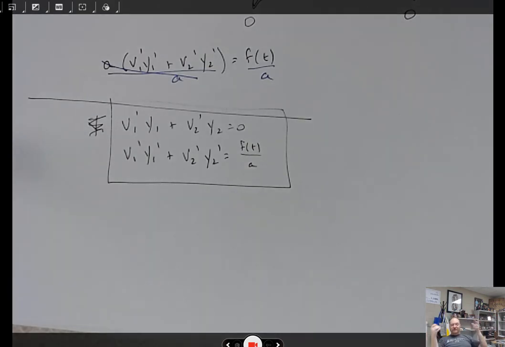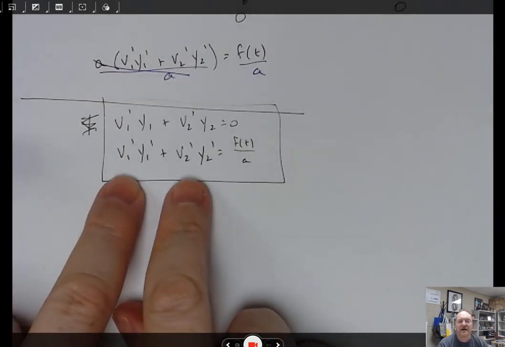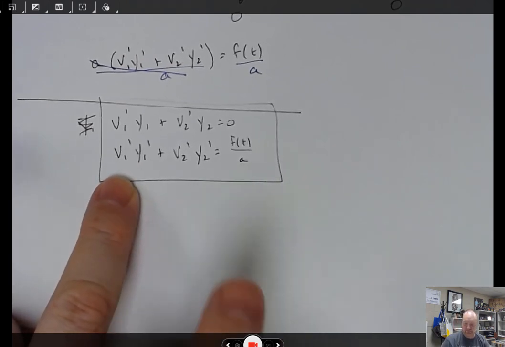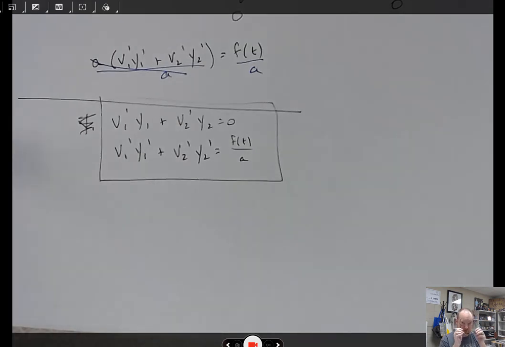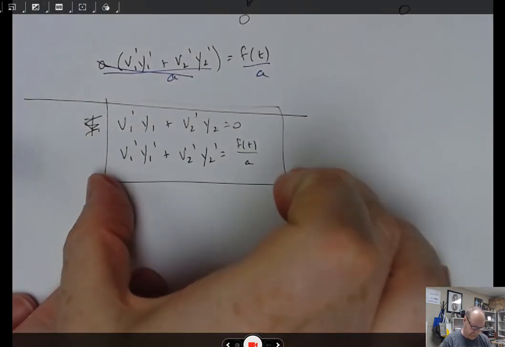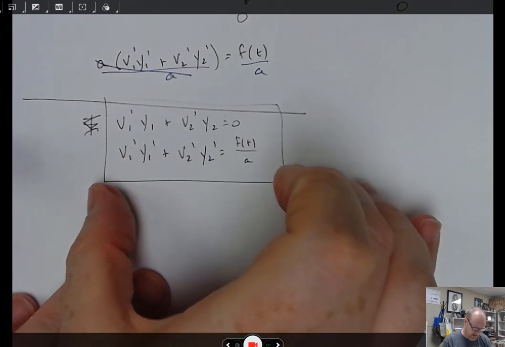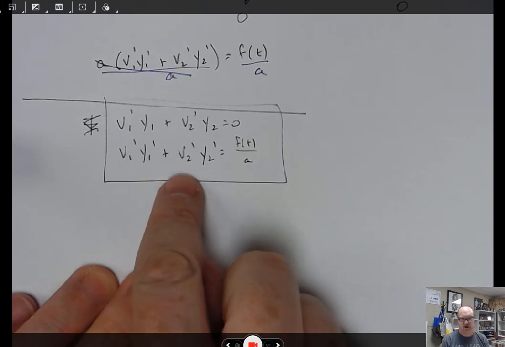So I have two equations, two unknowns, because I know y1 and y2. I know their derivatives, right? I found those from the characteristic equation. So essentially, I'm just looking for v1 prime and v2 prime. Two equations and two unknowns, so I just want to solve this system of equations. We're going to go through that. Took us a little time to get there, but that's okay. This is the meat. This is what we need. When I solve this system, I'm getting v1 prime and v2 prime.